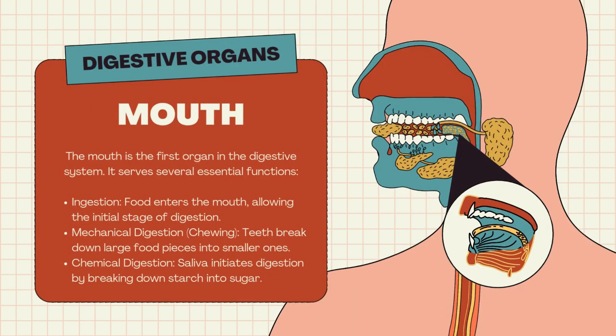Digestive organs. Mouth. The mouth is the first organ in the digestive system. It serves several essential functions. Ingestion, food enters the mouth, allowing the initial stage of digestion. Mechanical digestion, chewing teeth break down large food pieces into smaller ones. Chemical digestion, saliva initiates digestion by breaking down starch into sugar.